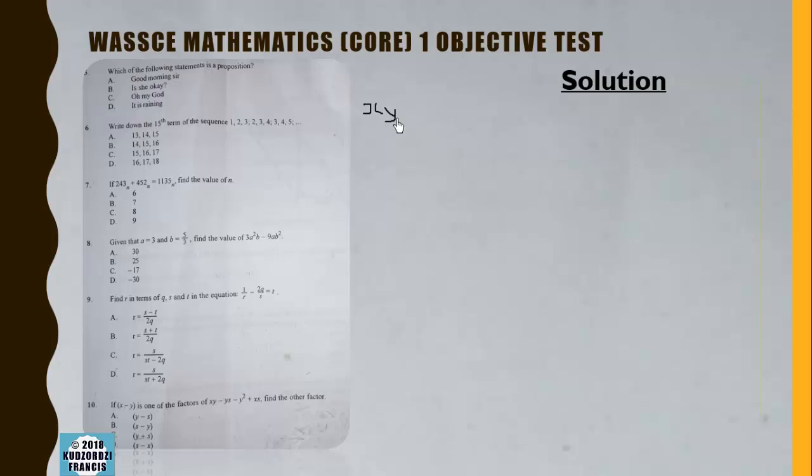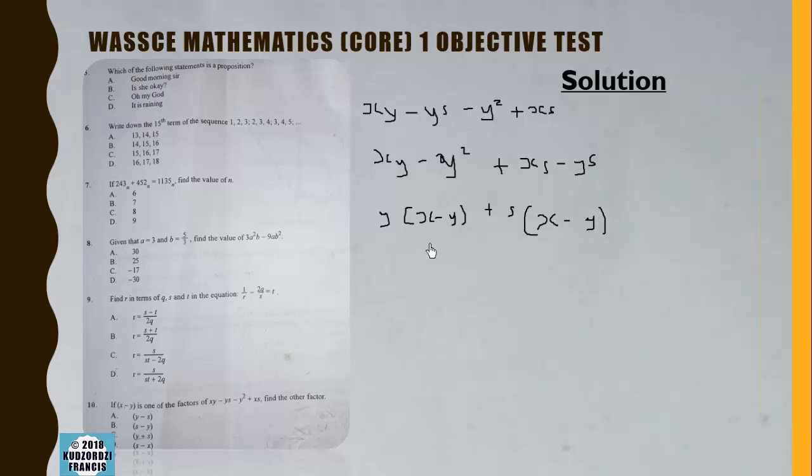So we want to find the other factor over here. So we need to factor this expression xy minus ys minus y squared plus xs by grouping. So we regroup this to obtain xy minus y squared, plus xs minus ys. So y is common to both, so we have y into x minus y, plus s is common to both, so we have s into x minus y. So we factor x minus y out again to obtain x minus y into y plus s. So the other factor is y plus s.